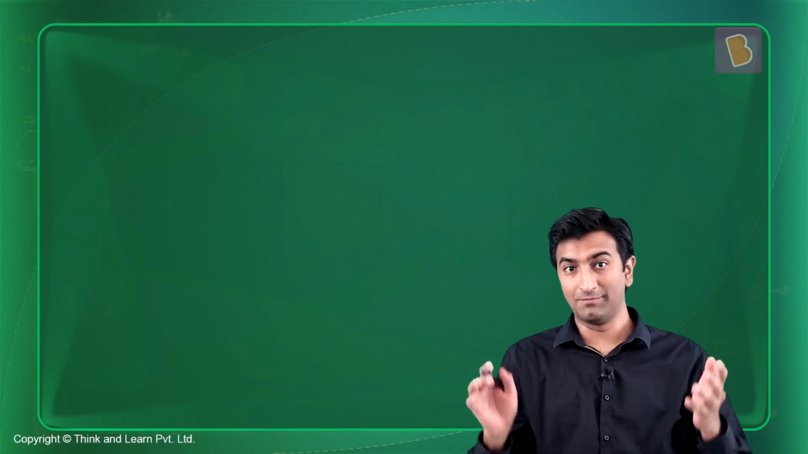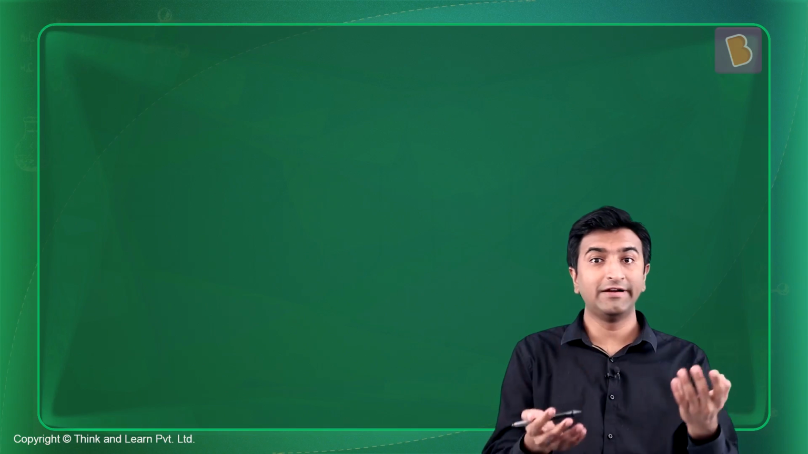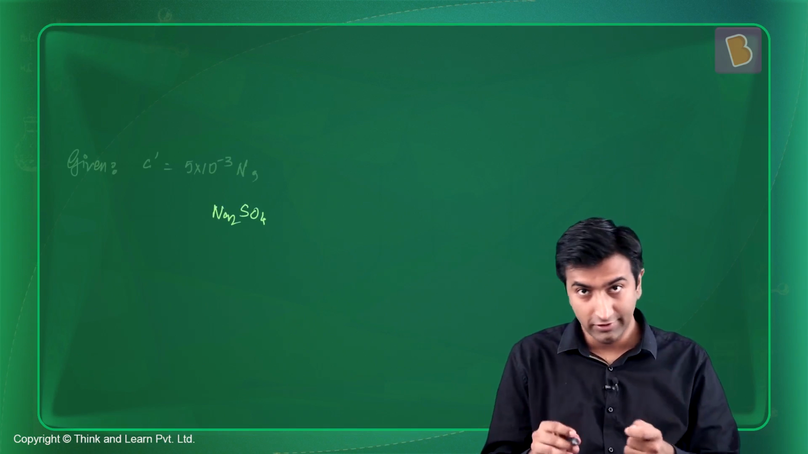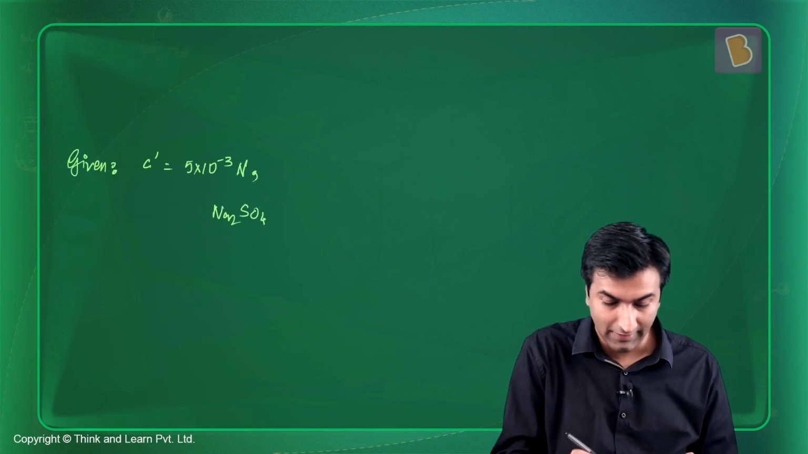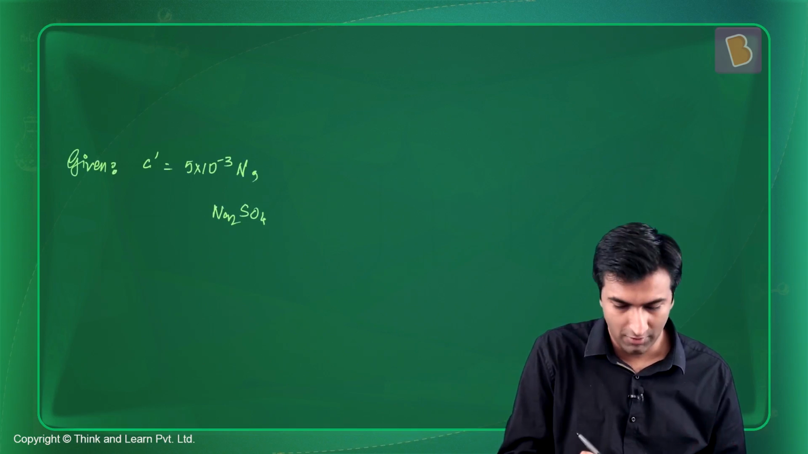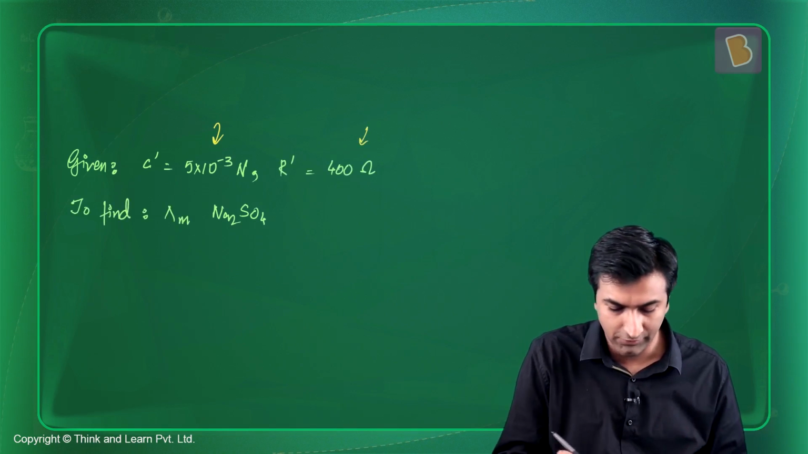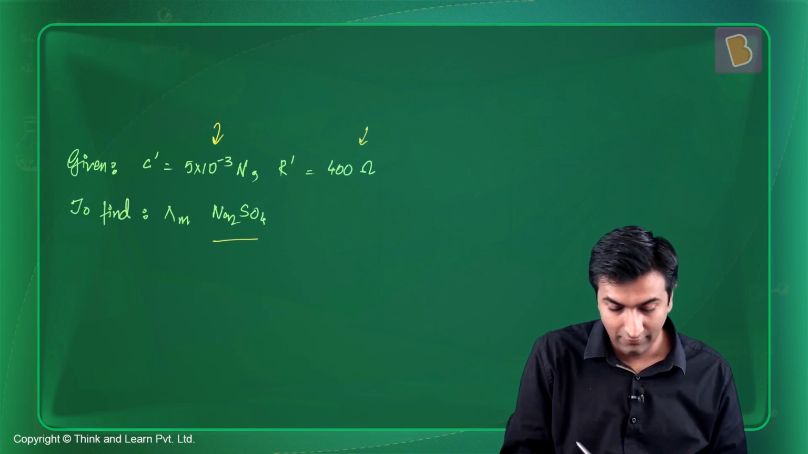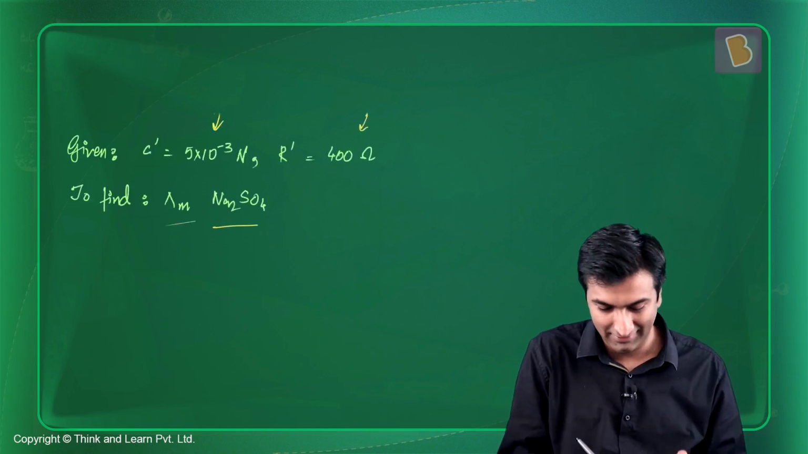Here's the last question of the paragraph. Everything changes here. You have a different electrolyte altogether, Na2SO4, and the concentration is given to us as C dash, which is 5 × 10 power minus 3 normal. And the resistance also changes: R dash becomes 400 ohms. We need to find out lambda M for Na2SO4. That's what's been asked of us here.